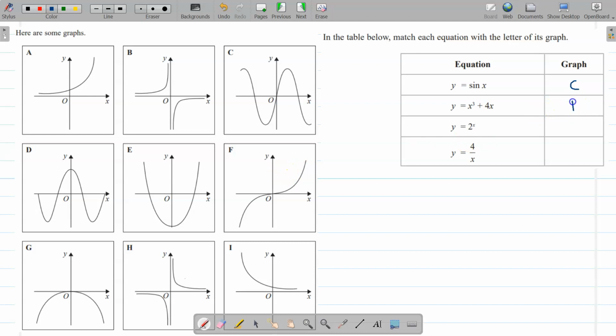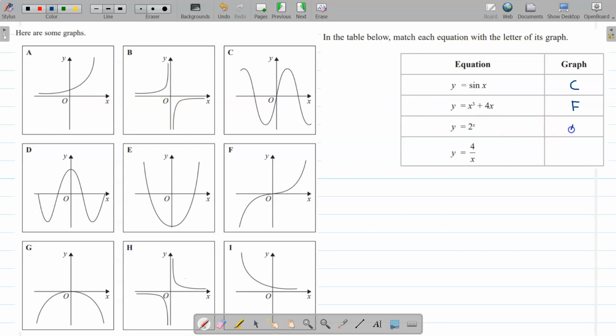Okay, the third one is 2 to the power x. That's showing exponential growth. In other words, the gradient increases as x increases. Okay, and it goes on forever in both directions. And when x is 0, it will cross the y-axis at 1, because anything to the power 0 is 1. It's this one here, a.